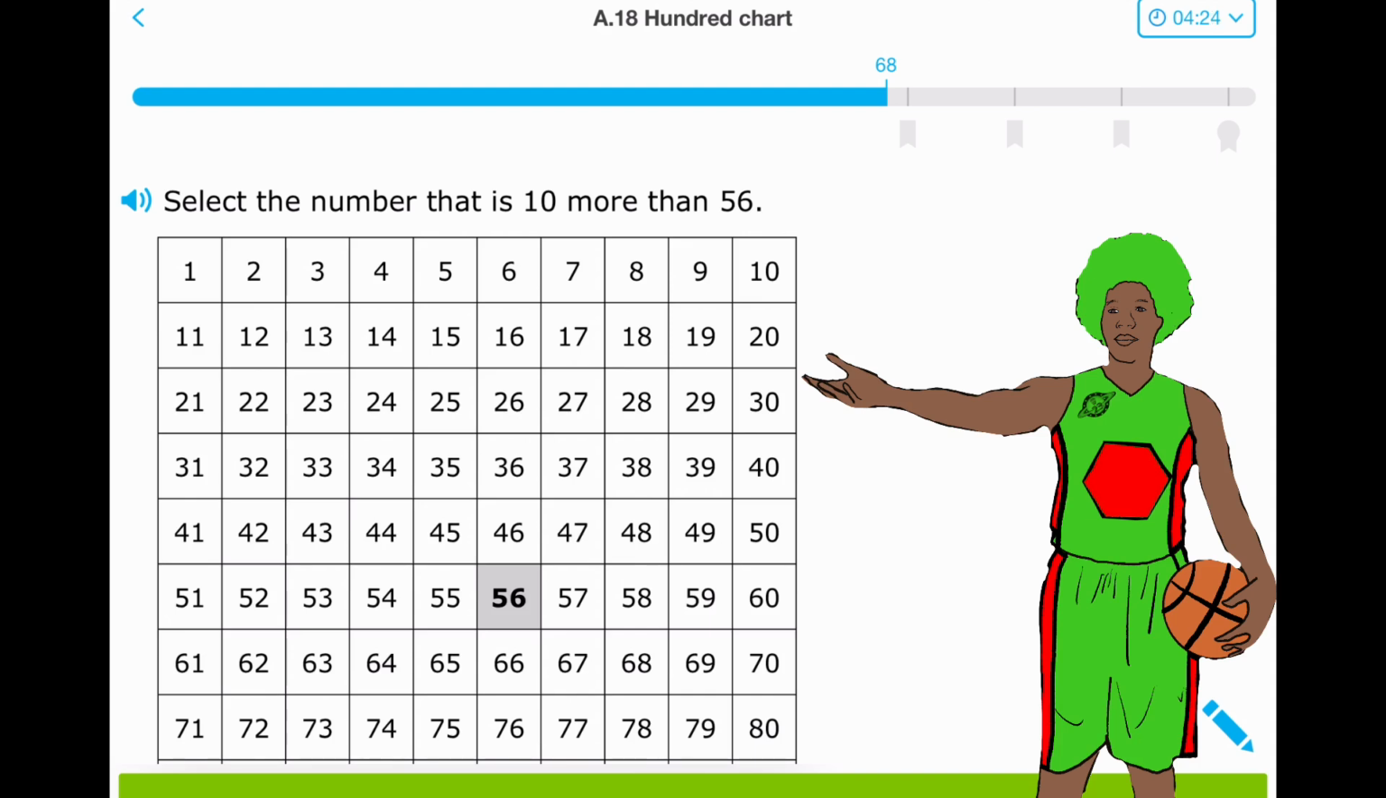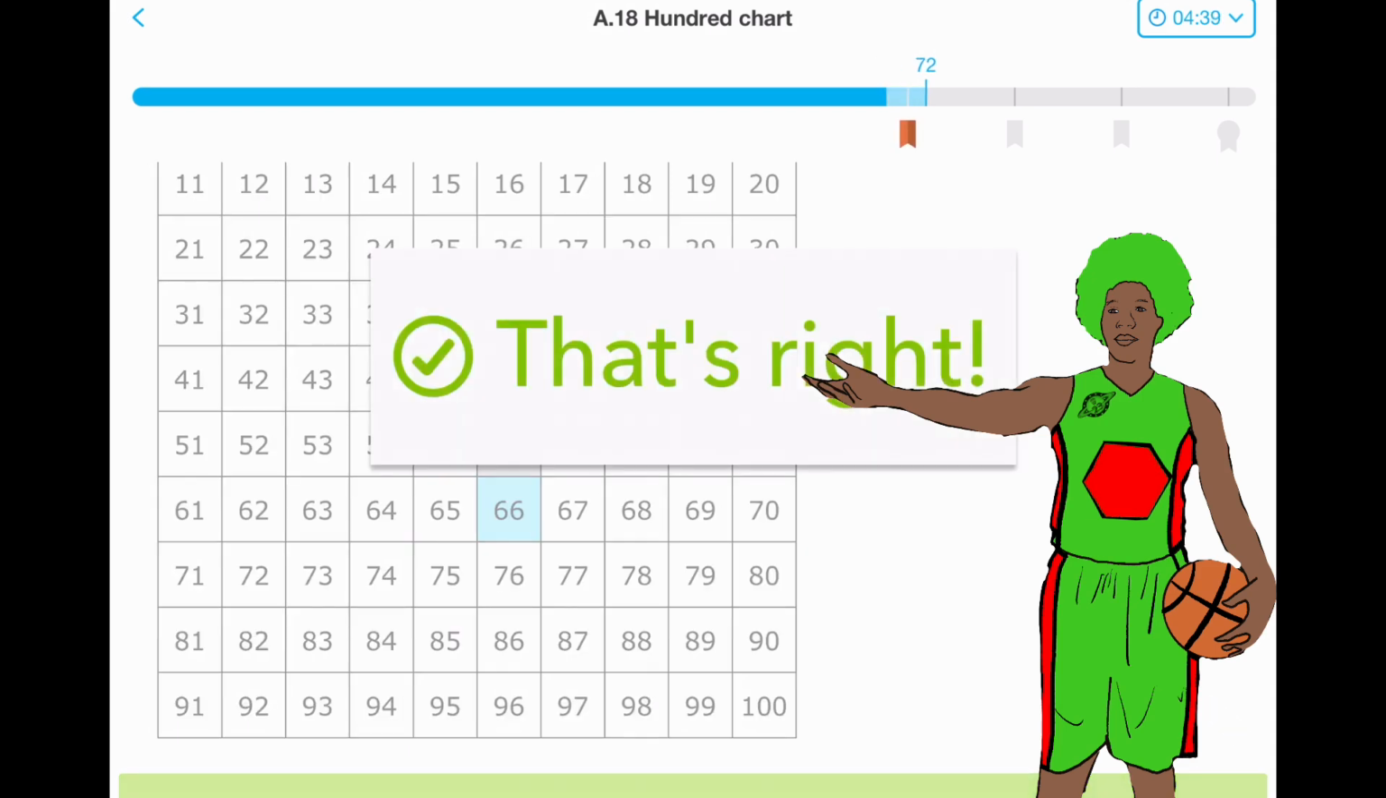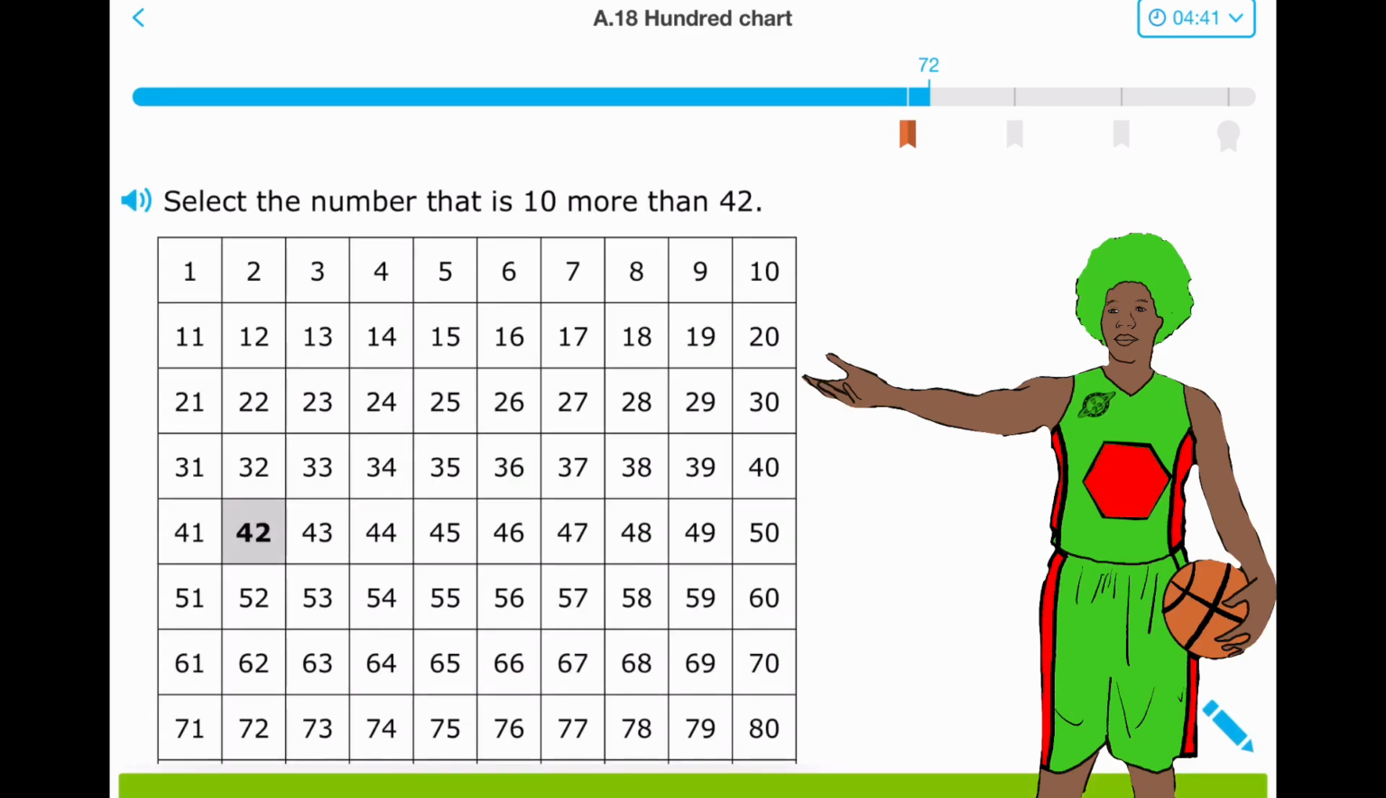Think about this for a second. It's 10 more. So based on what I just said, you should actually go down because each number is 10 more than the number on top of it. Okay. Select the number that is 10 more than 42.